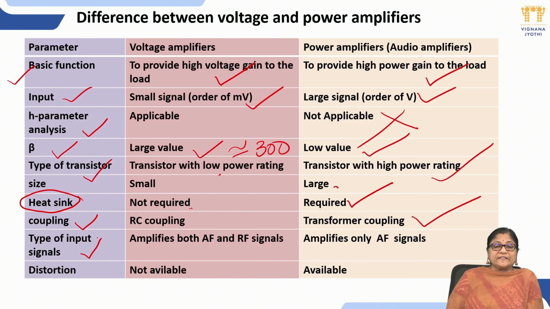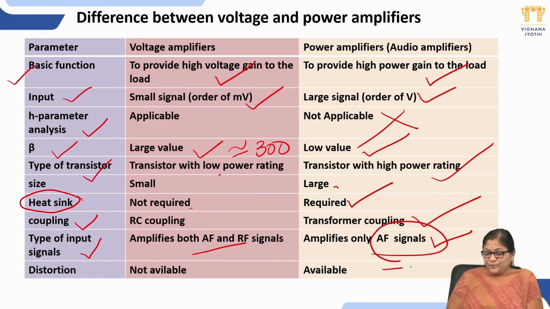Then type of input signals. Voltage amplifiers amplify both audio frequency signals as well as radio frequency. But power amplifiers amplify only the audio frequency signals, because these are meant for or developed for audio signals like music or speech kind of thing. So these are normally used for the audio frequency range. That's why the other name of power amplifiers is also audio amplifiers.